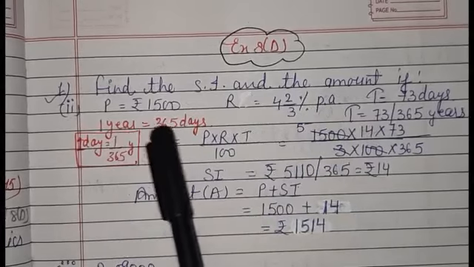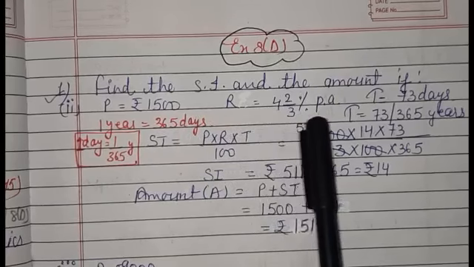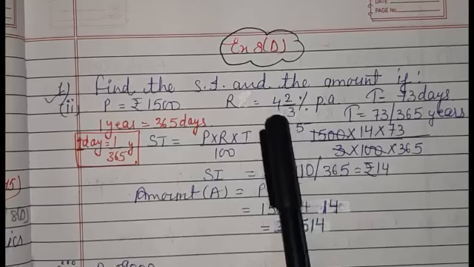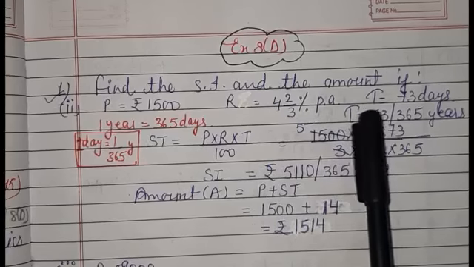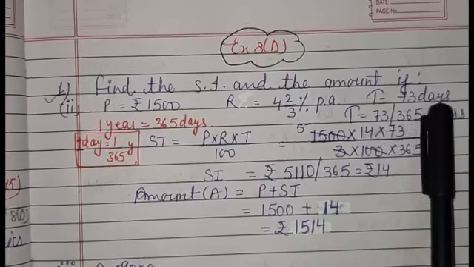If principal is 1500, rate of interest is given 4 whole 2 by 3% per annum. Convert into improper fraction, it will be 14 by 3% per annum. Time is given 73 days. So we have to convert into year.